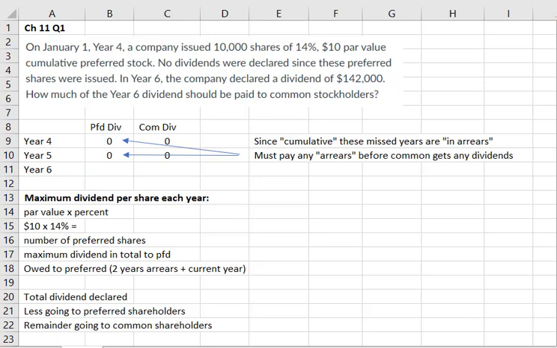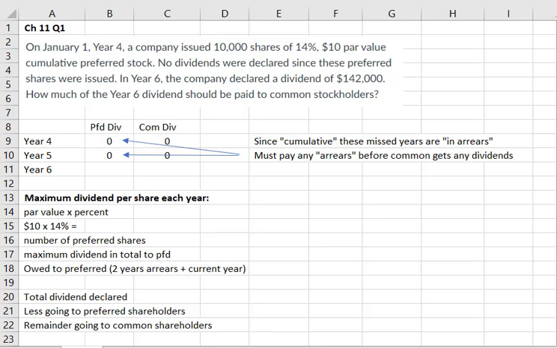Now, finally, in year 6, they declared a dividend, $142,000. Who does that go to? We must satisfy the 2 years in arrears and the current year for the preferred shareholder. And if there's anything left after that, it all goes to common. So how do we figure out what that arrears and the current year is? We need the secret code to figure out the maximum dividend per share for the preferred stock.